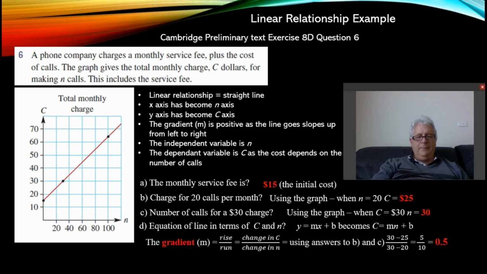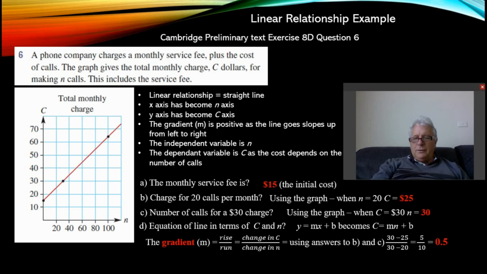Firstly, the gradient m, we calculate that by rise over run, or in other words, how much the cost changes compared to how much the number of calls changes. We can find any 2 points on this line and use that, but we've already got 2 points, so we use those. For the answers for B and C, we've got 2 points. A point for N and C for question part B, where N is 20 and C is 25, and for part C, where C is 30 and N is 30. So we use those.